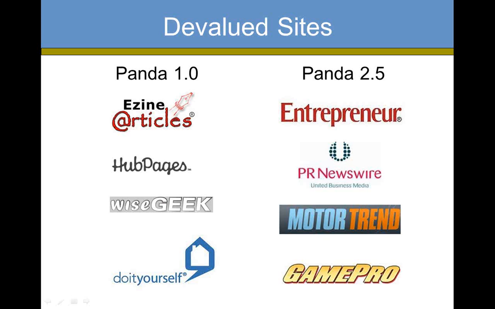With Panda 2.5, Google's raised the bar. They're going after much higher quality websites, and they're applying the same sort of quality signals to both lower quality sites and higher quality ones. Entrepreneur, Motor Trend, GamePro, PR Newswire. These are very, very good user resources, but the way in which the content is being presented is still not in line with what Google wants to see with usability.